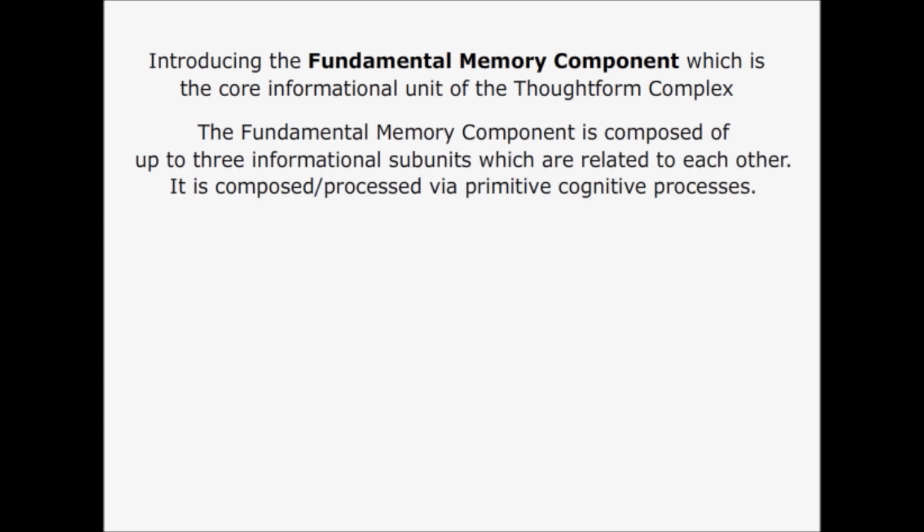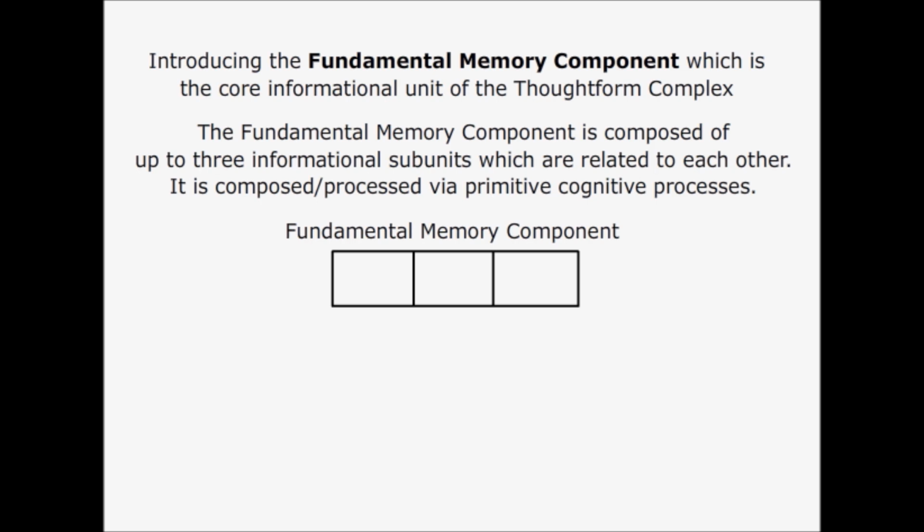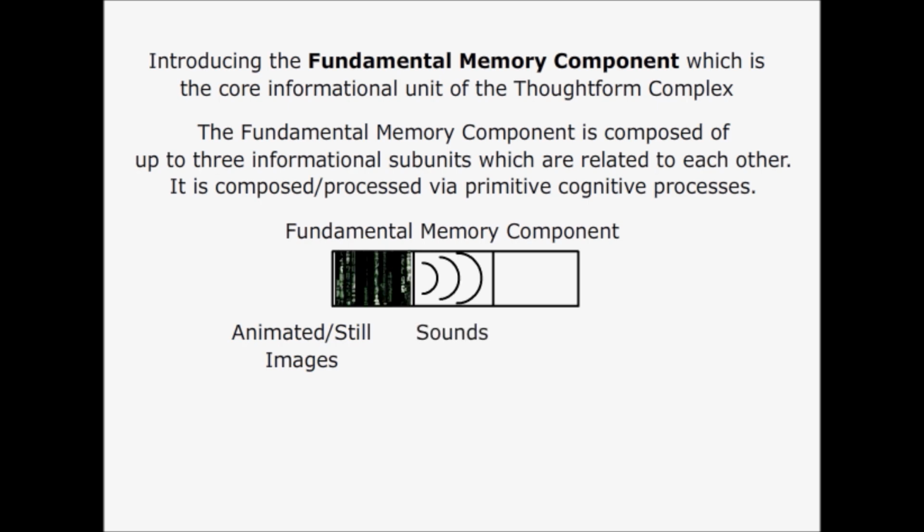Introducing the fundamental memory component, which is the core informational unit of the thought-form complex. The fundamental memory component is composed of up to 3 informational subunits which are related to each other. It is composed and processed via primitive cognitive processes. The 3 informational memory subunits are composed of representations of still or animated images, sounds, and sensations.